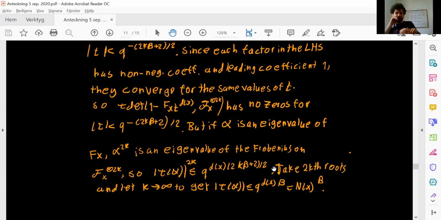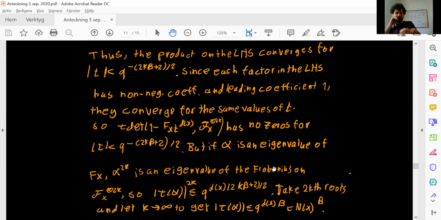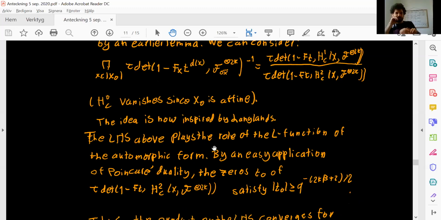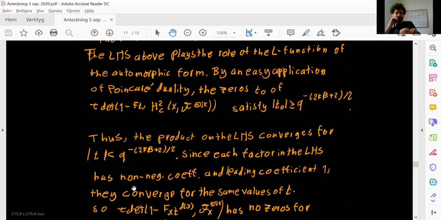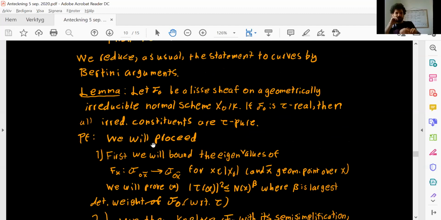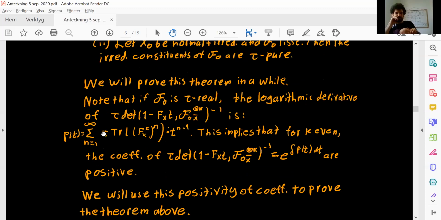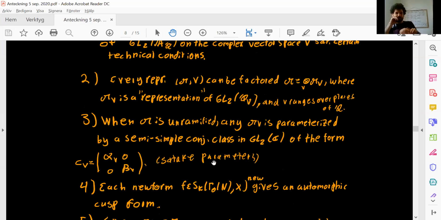Magnus? Yes? I missed where you used the assumption that it's totally real. Oh, the real thing was used because, as I talked about a few slides previously, each factor on the left-hand side has non-negative coefficients. If I have a real tau here and take the 2kth power, then the logarithmic derivative will have positive coefficients. So this implies that this characteristic polynomial, the determinant of 1 minus F_x t, also has positive coefficients. This is what's used. The real thing is used to deduce a positivity statement on the coefficients of these local L factors. Does that help?